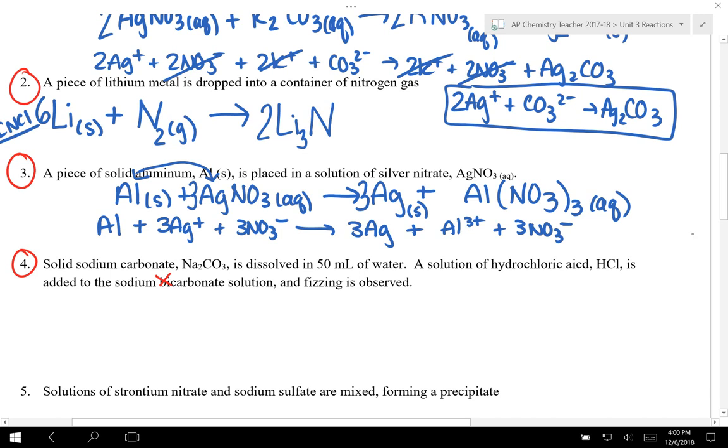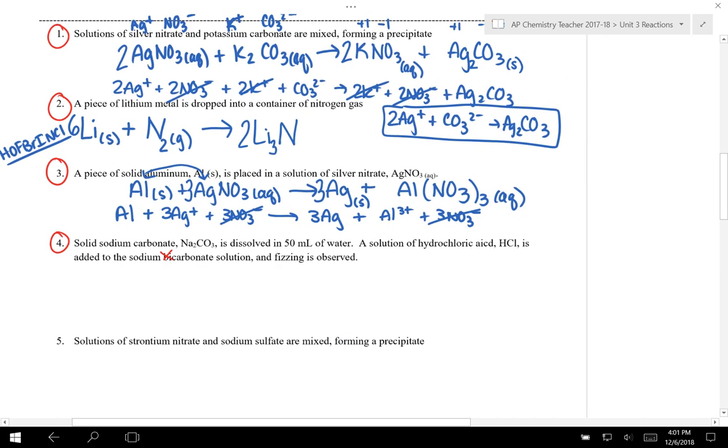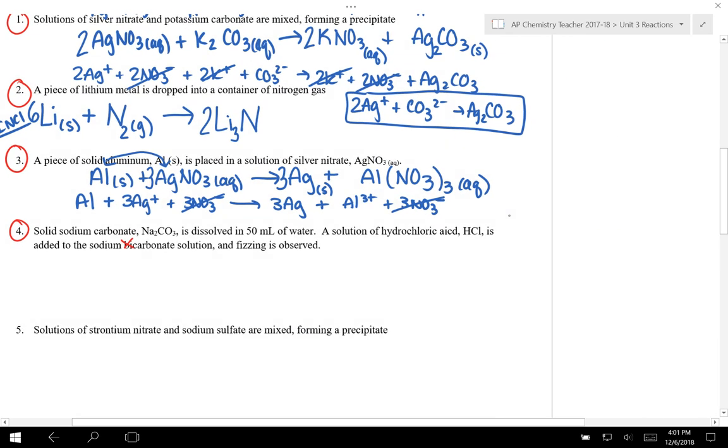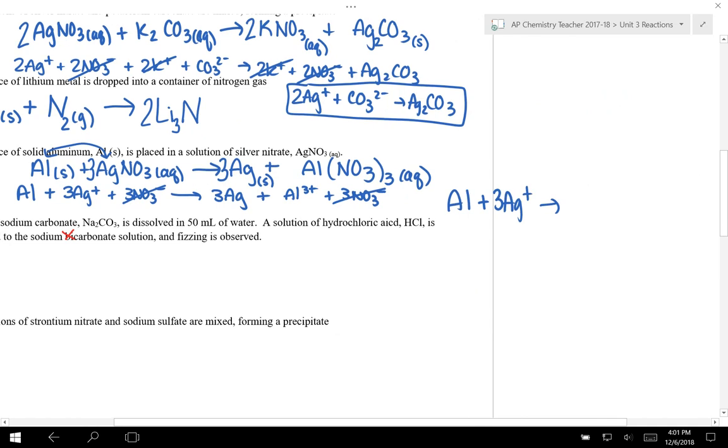Now you want to look for spectators, things that do not change. In this case, your spectator is nitrate. And so your net ionic equation, let me write off to the side, is going to be a neutral aluminum with 3 silver ions turning into 3 neutral silvers and an aluminum ion.